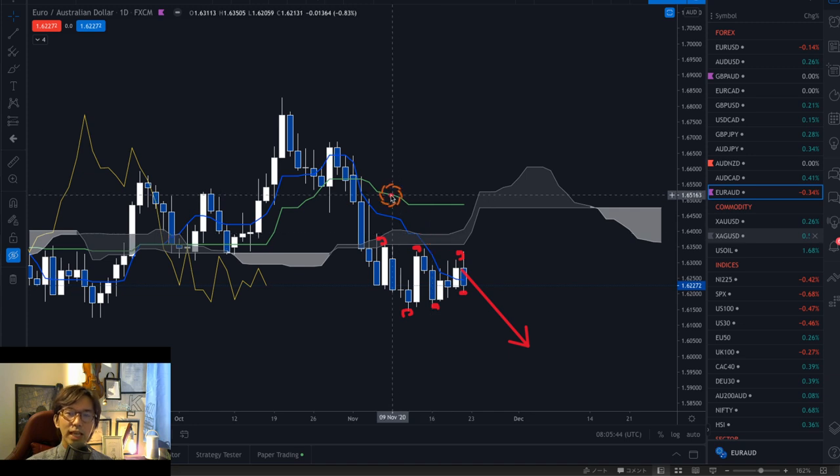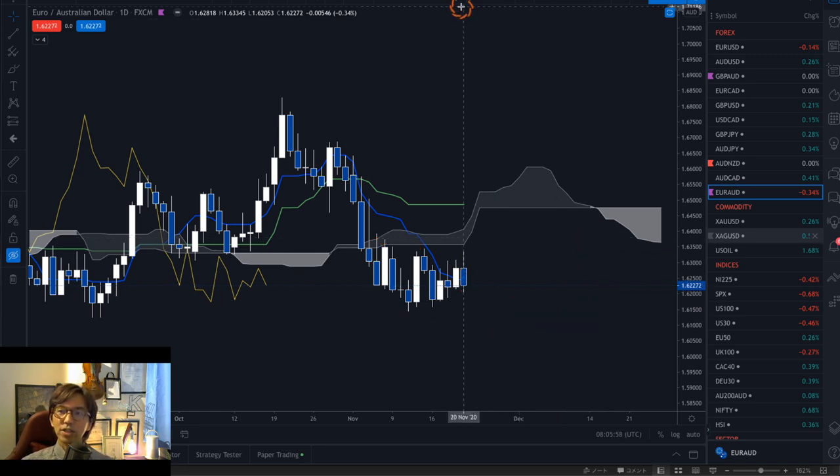In this case, the Tenkan Sen is below the Kijun Sen, so it can break down. And also, the Tenkan Sen is pointing downwards, and that's why it adds more probability for the market to break downwards this way. So, that was a quick lecture on the P wave structure and the potential breakout capture.